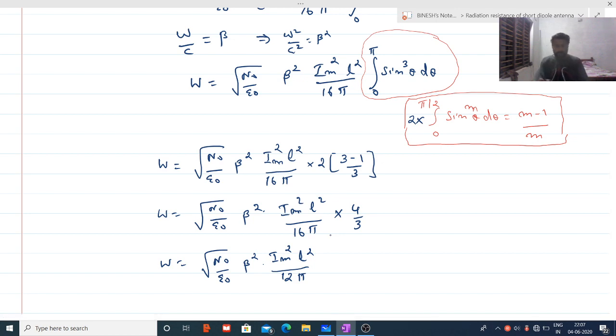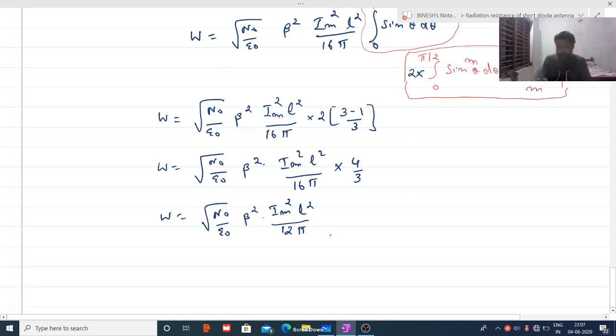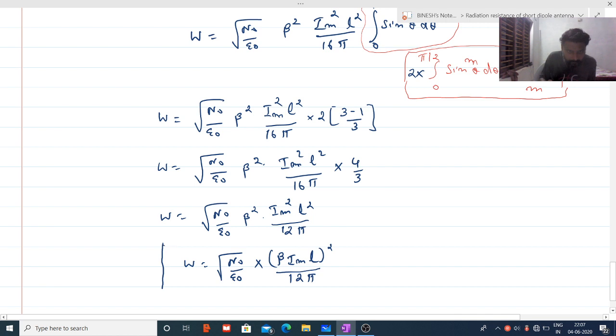Clear? So in general I can write W is nothing but root of mu naught by epsilon naught into beta I M L the whole square by 12 pi. It's clear? So this is nothing but the power radiated by the antenna, short dipole antenna. Okay, just keep in mind. This is nothing but the power radiated by the small dipole antenna.